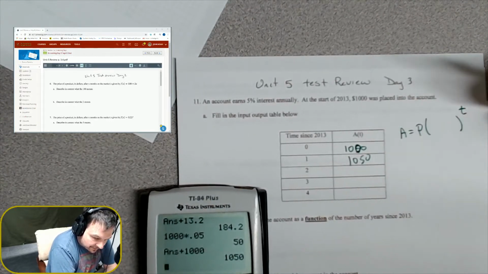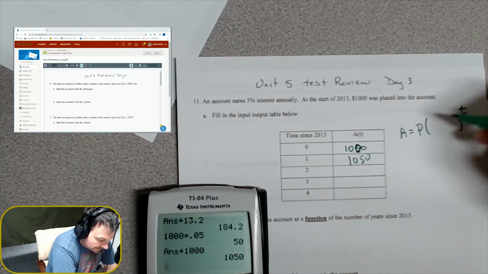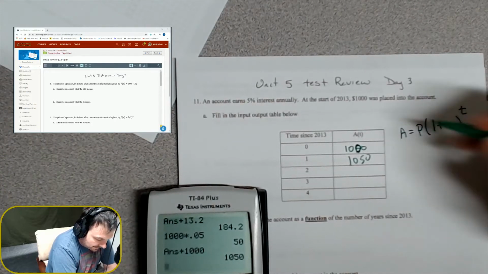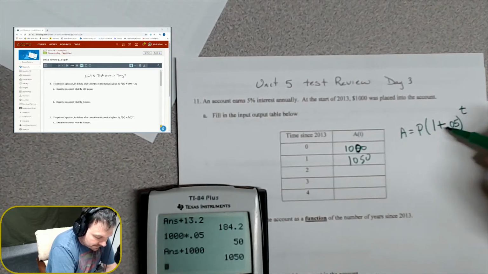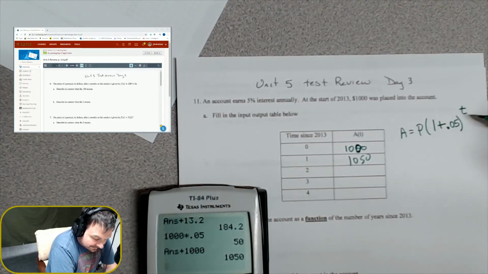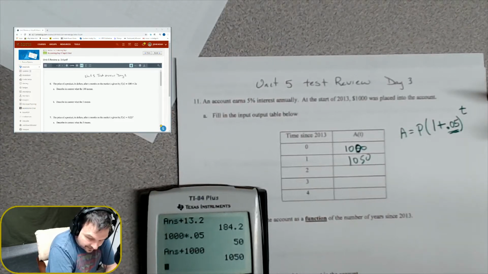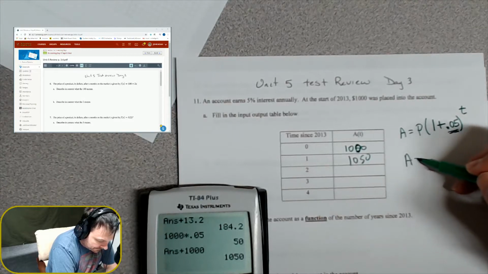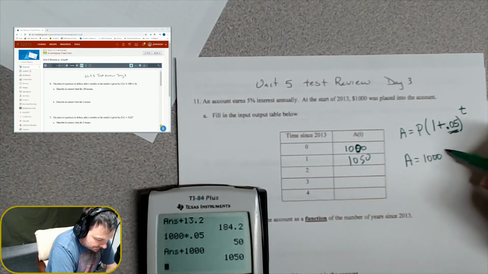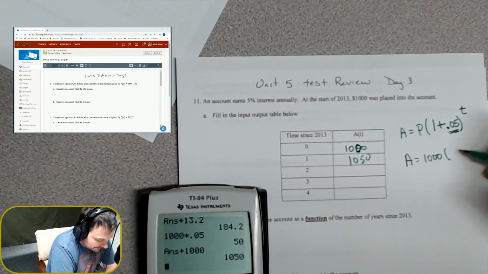We had 2 different formulas. If it's growth, 1 plus. If it's decay, 1 minus. But this is the most important thing in a word problem: the percentage change, how things change. So for this one, the amount is 1,000, that's the y-intercept. 1.05, notice bigger than 1, so that's growth, to the t.